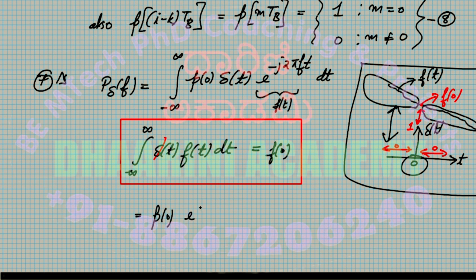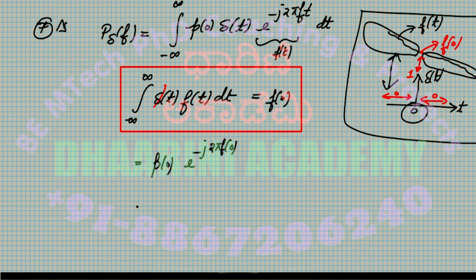That means e to the power, delta of t is 1. I will not write that. e to the power minus j 2 pi f into 0. That is e to the power 0, which is 1, right? So that's why this integration becomes 1. Since P of 0 is also 1, this answer is equal to 1, correct? That is because P of 0 is already known to be equal to 1.